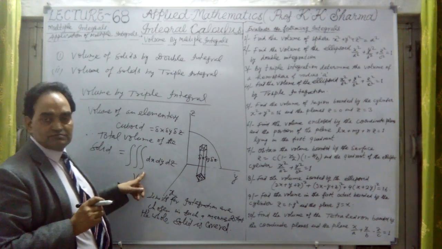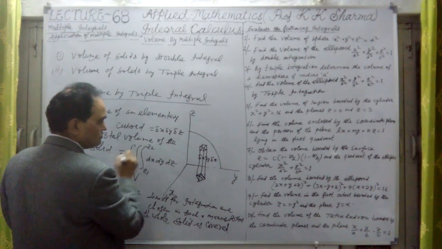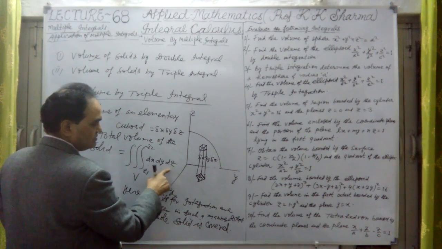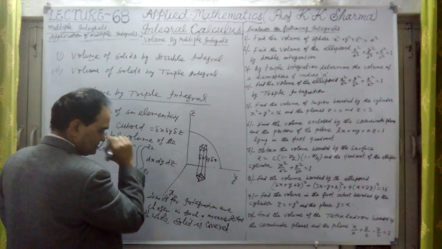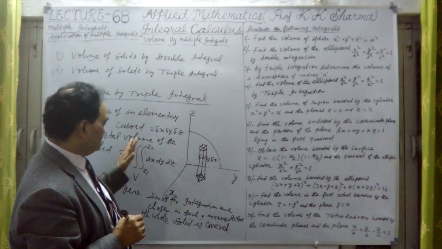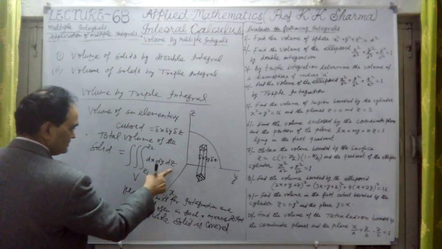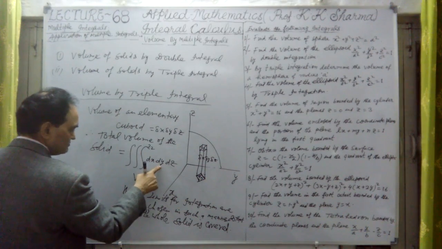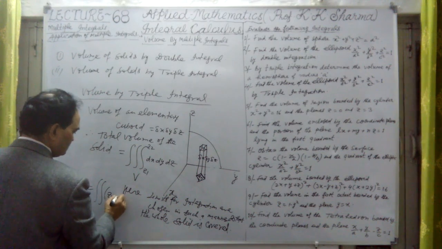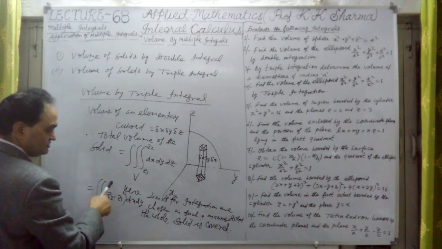If I take limits for the variable z, z1 to z2, then we write z2 minus z1. We integrate first with respect to z, and then dx dy will be left over, so the double integral will be used. This is the first integration. In place of z, we write the limits. This is the double integral. It will be z2 minus z1.